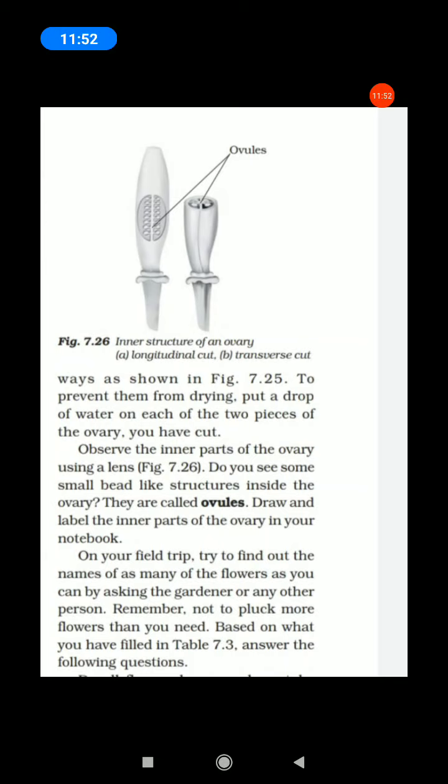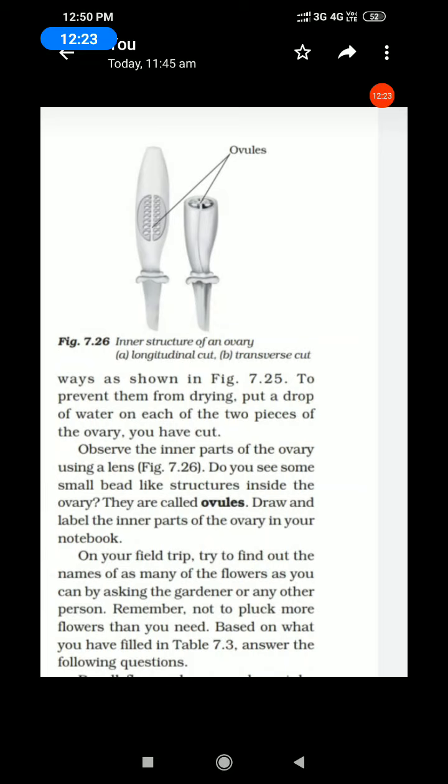See the picture 7.26, inner structure of an ovary. Picture A, longitudinal cut. Picture B, transverse cut. Do you see some small bead-like structures inside the ovary? They are called ovules. Underline the word. Draw and label the inner parts of the ovary in your notebook.